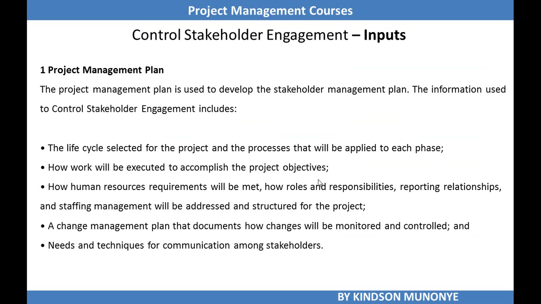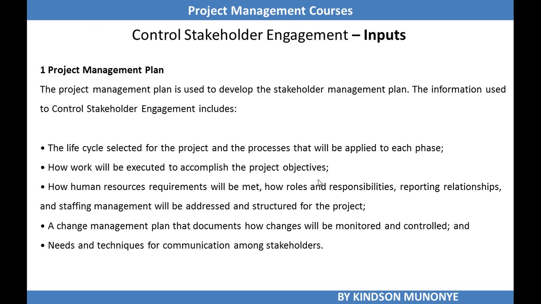The first one is the input, the project management plan. This is necessary to control stakeholder engagement, because it was what was used to develop the stakeholder management plan. The information in the project management plan that might be necessary to control stakeholder engagement might include the life cycle selected for the project and the processes that will be applied to each phase.